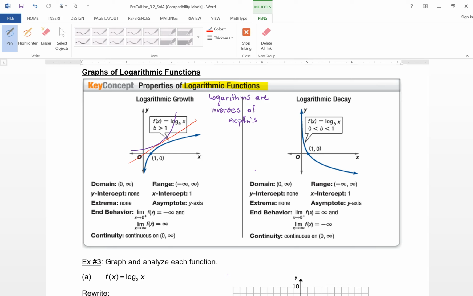They flip. For an exponential function, what's the domain? All reals. For the range of an exponential function, the range is 0 to infinity. So for the logarithm, the domain is 0 to infinity. Okay, so they're switched. Logarithms are inverses of what? Exponential functions.